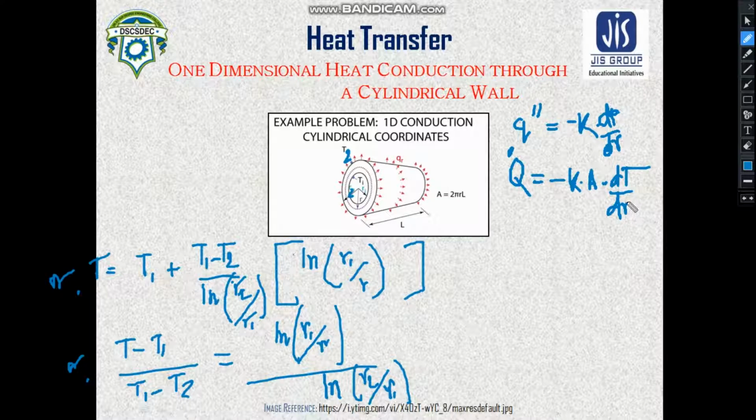Now we need to know this dT/dr. We have this formula from Fourier's law, and we can calculate the heat transfer rate within the cylinder. But the unknown is that we don't know the value of dT/dr. But we have this temperature distribution with us, and we need to differentiate this equation. It will be very simple. You know that this T1 is not a term which involves r. The term which involves r is only this one.